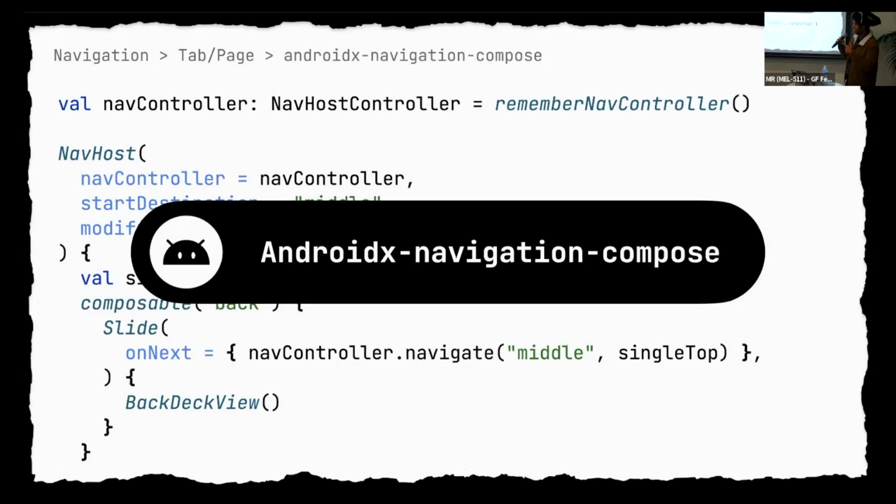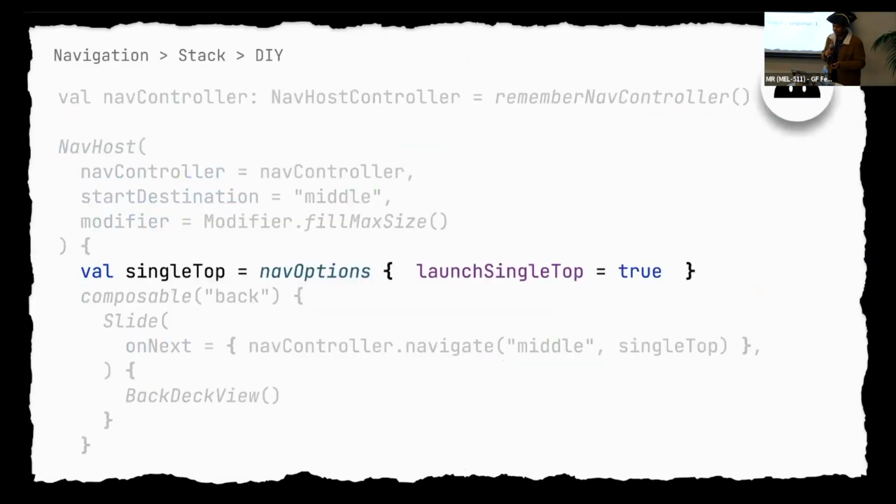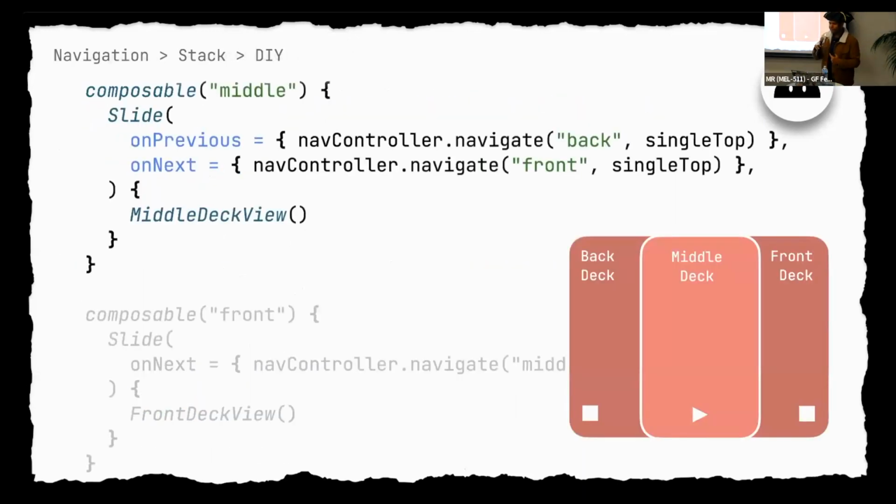Let's take a look at how AndroidX Navigation Compose does this. In this case, in order to navigate with AndroidX Navigation Compose, you have to define a special nav option that's called launch single top. What this will do is it'll keep only one of those instances in the given stack at all times. So essentially, they are retrofitting the stack to make it work like a page on Android. In order to bring a page to the top, you just navigate to it and pass that single nav option into your navigation command. And that's it.